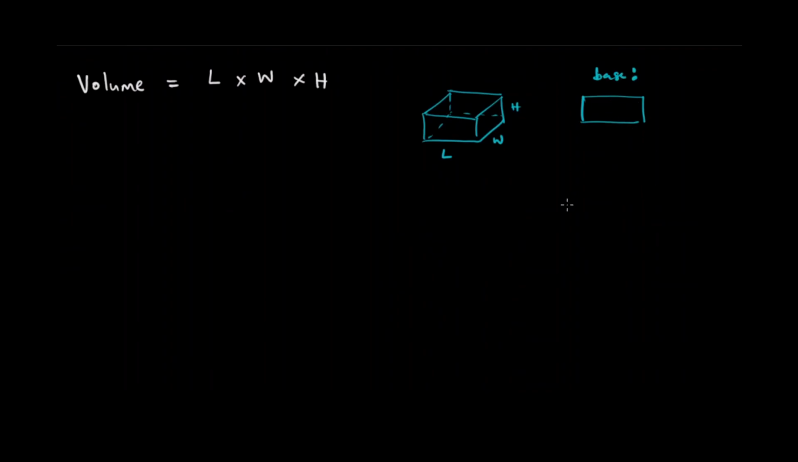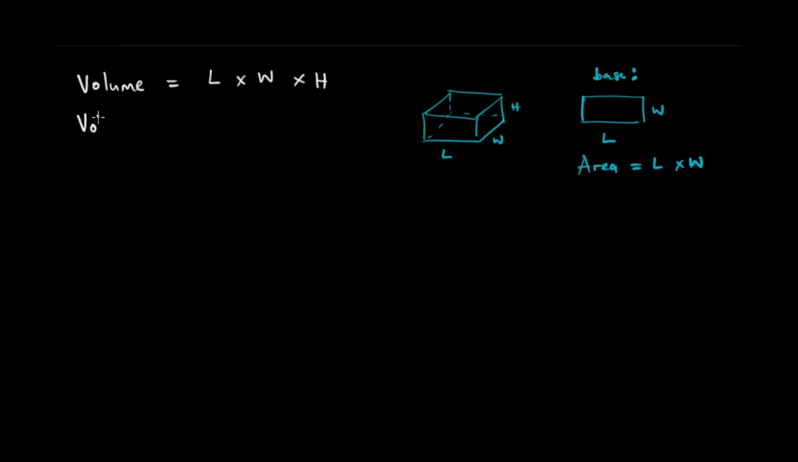What is the area of this base? Area of base is length times width. So we say area is equal to length times width. This means that by mathematical principles, we can go back to our formula for volume, which is equal to length times width times height, to replace length times width with area.